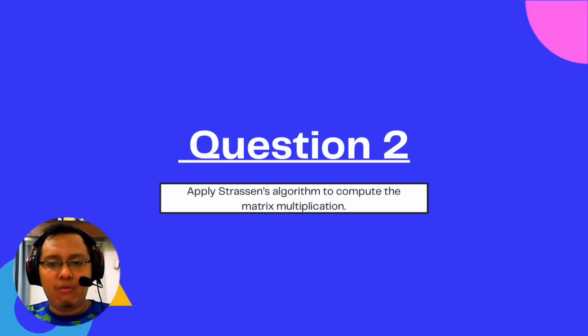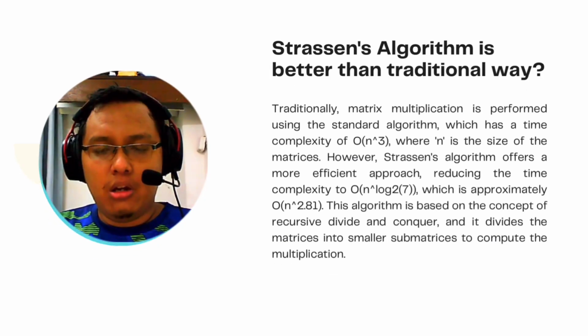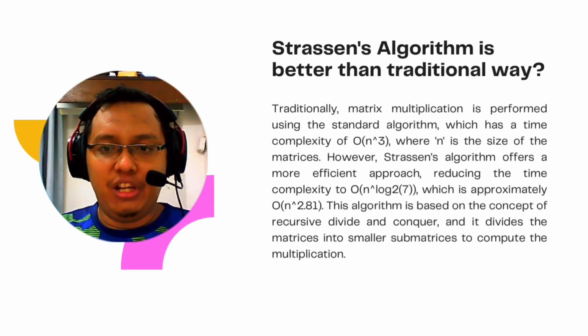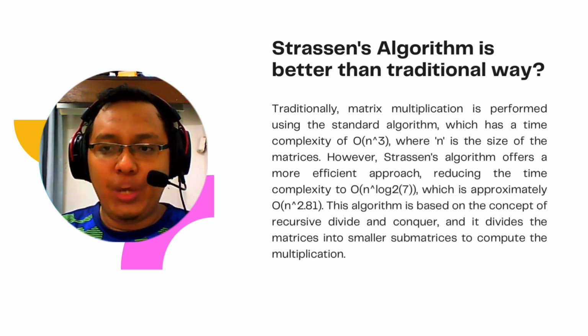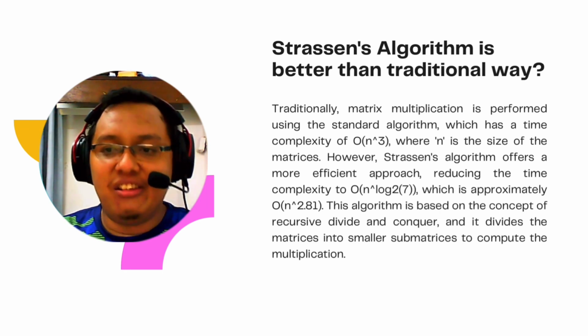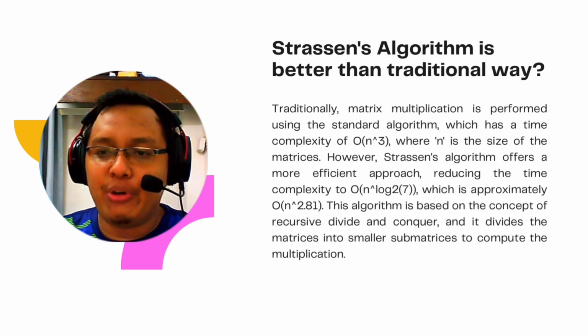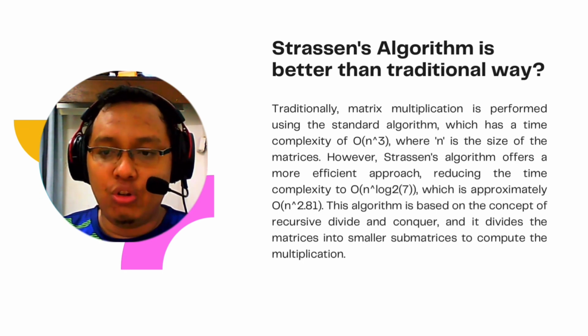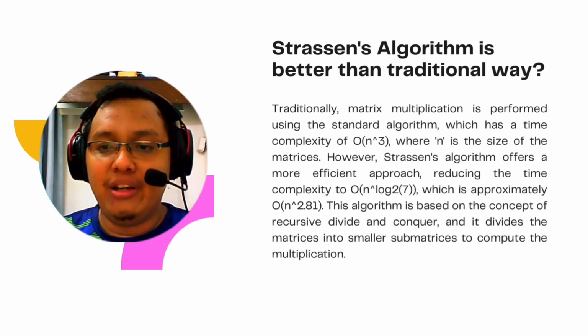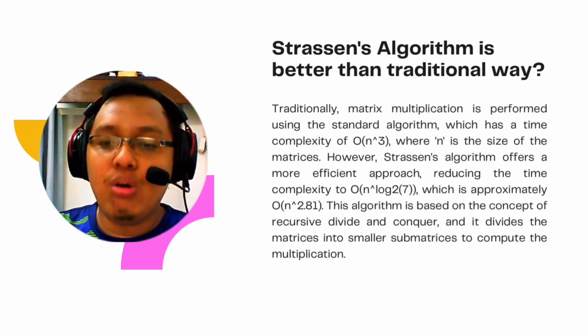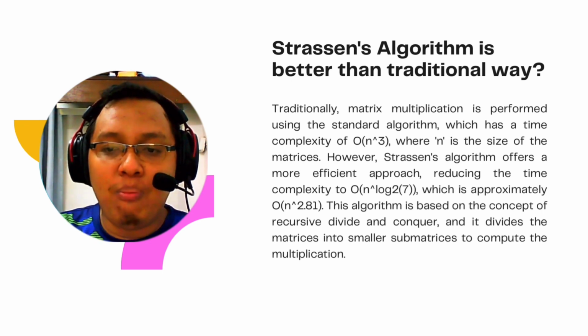So now we move on to the second question, which is to apply the Strassen algorithm to compute the matrix multiplication. Traditionally, matrix multiplication is performed using the standard algorithm, which has a time complexity of big O n to the power of 3, where n is the size of the matrices. However, the Strassen algorithm offers a more efficient approach, reducing the time complexity to big O n to the power of log base 2 of 7, which is approximately equal to big O n to the power of 2.81.